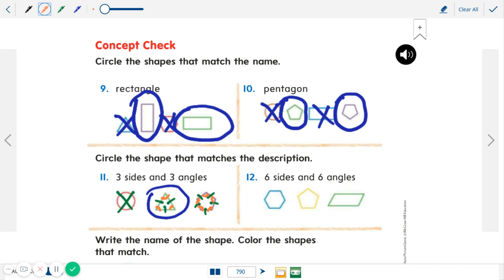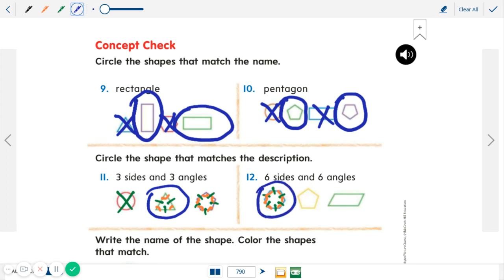Okay, for number 12, we need a shape that has 6 sides and 6 angles. So let's check our first shape. This shape has 1, 2, 3, 4, 5, 6 sides. And 1, 2, 3, 4, 5, 6 angles. So we know that that's our answer.